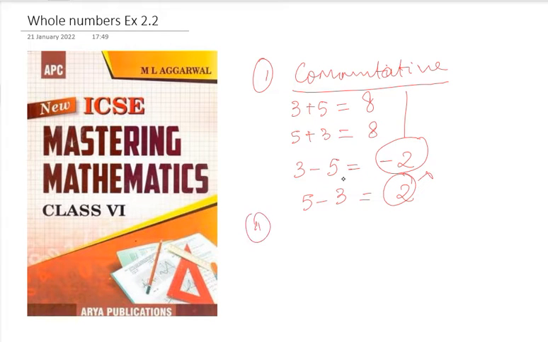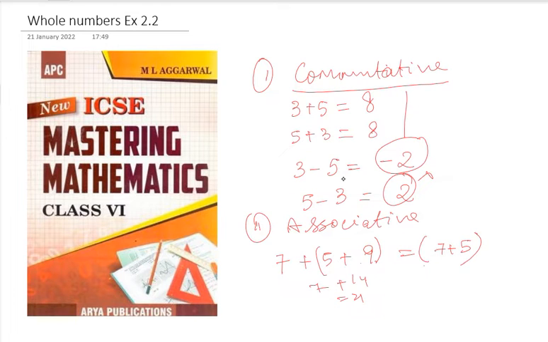The next property is associative property. In associative property, when I am calculating using three numbers, suppose I am adding 7, 5 and 9. At a time I can add only two numbers. So suppose I am adding 5 plus 9, I get 14, and 14 plus 7 is equal to 21. I can still do the same addition using a different association, that is associating the first two numbers, 7 plus 5 is 12, plus 9, which is equal to 21. So the answer remains the same.